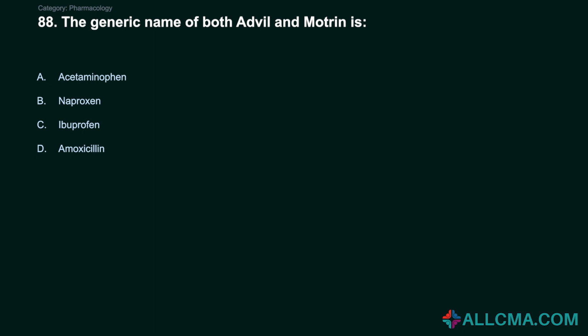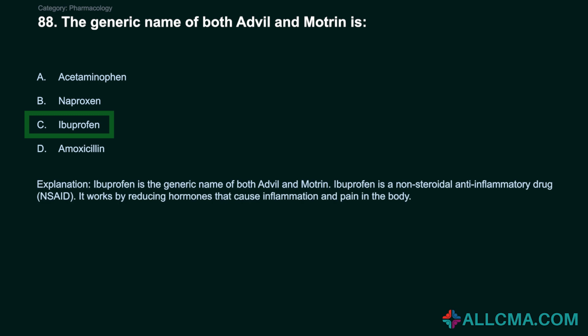88. The generic name of both Advil and Motrin is A. Acetaminophen. B. Naproxen. C. Ibuprofen. D. Amoxicillin. Correct answer, C. Ibuprofen. Ibuprofen is the generic name of both Advil and Motrin. Ibuprofen is a non-steroidal anti-inflammatory drug, NSAID. It works by reducing hormones that cause inflammation and pain in the body.